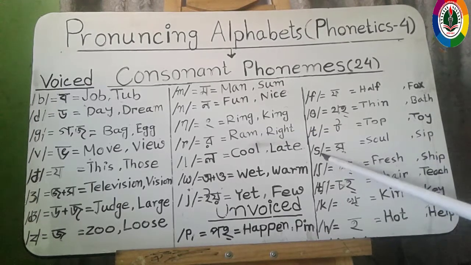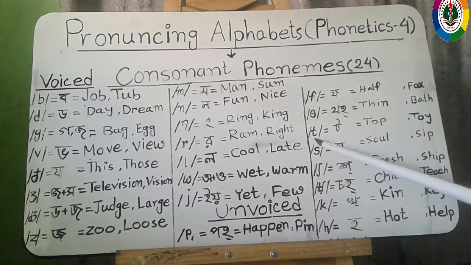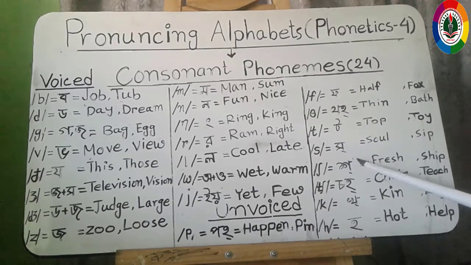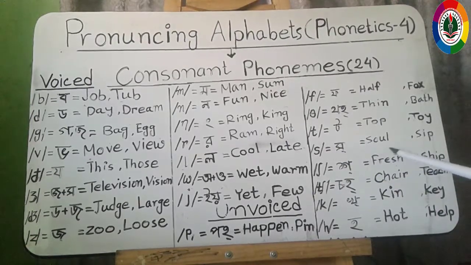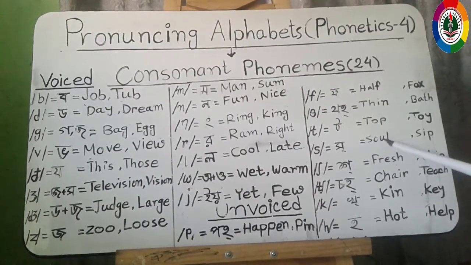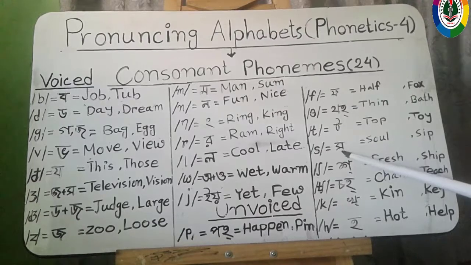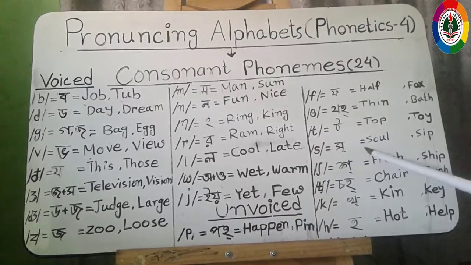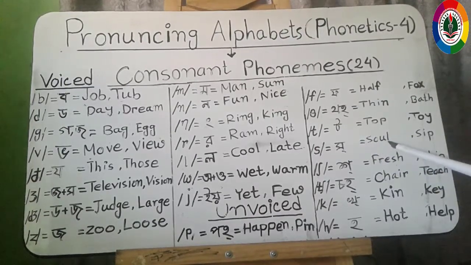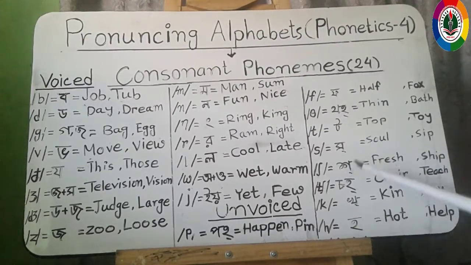Then this sign. The phoneme for this sign is s, s. And the examples are like soul, sip. While you alter soul and sip, we find the presence of the phoneme s. And try to alter with your very own mouth, soul, sip. You will find no vibration in your vocal cord.